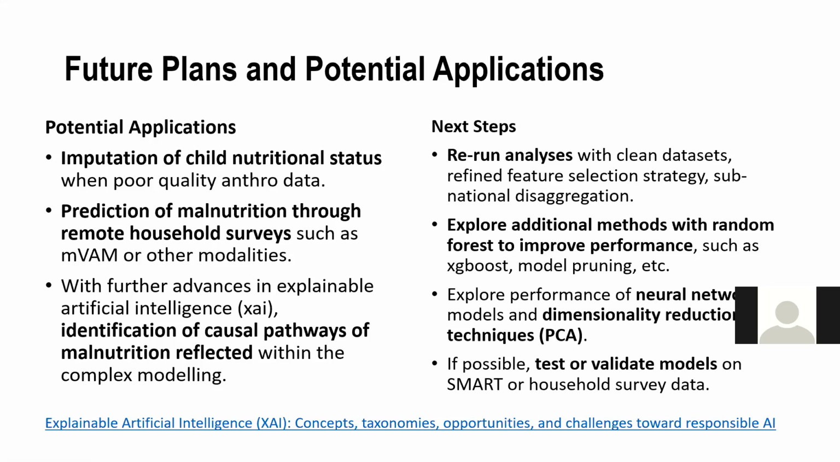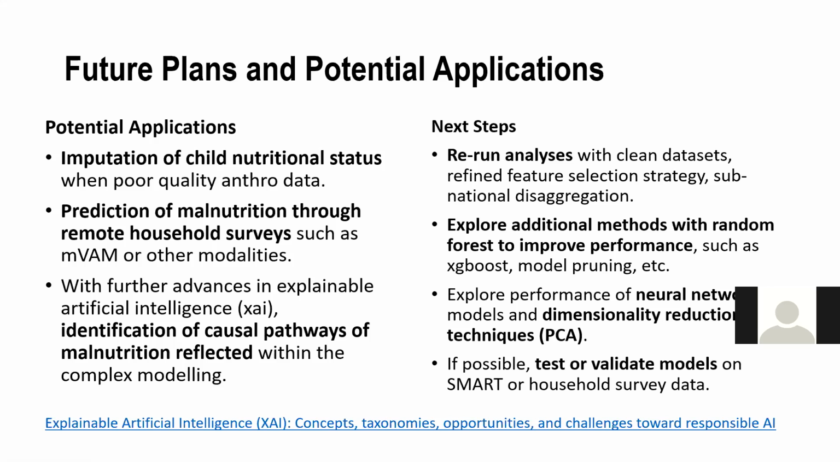Next steps: when we were doing this, the clean data set was not available. Now we have the clean data set, so we will likely run this model again on it, and hopefully it will give us much better results. Then exploring additional methods like XGBoost, which we heard about today from Elisa, one of our colleagues. Besides random forest, to improve performance we can use other models. We can also use a neural network; we have not tried it yet. So the third point is exploring the performance of a neural network model.